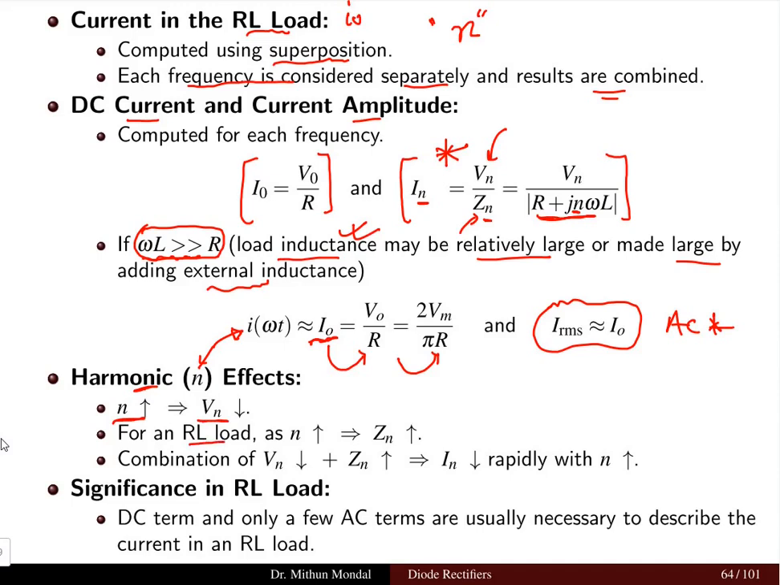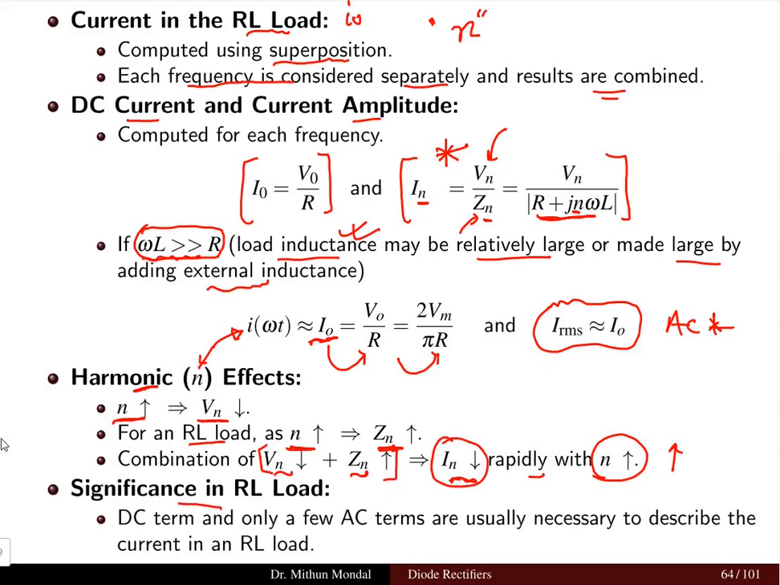And for an RL load, with the increase in the harmonics order, the impedance Zn will increase. The combination of these two factors, that is the decrease in the voltage and the increase in the impedance, will result in the current decreasing rapidly with respect to the increase in the harmonic order. So the greater the harmonic order, the lesser the current which is flowing in the system.